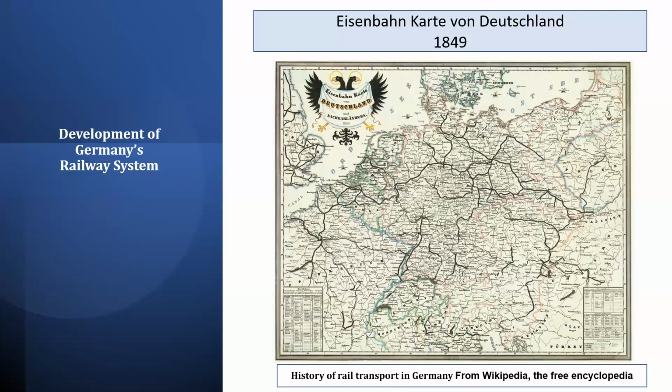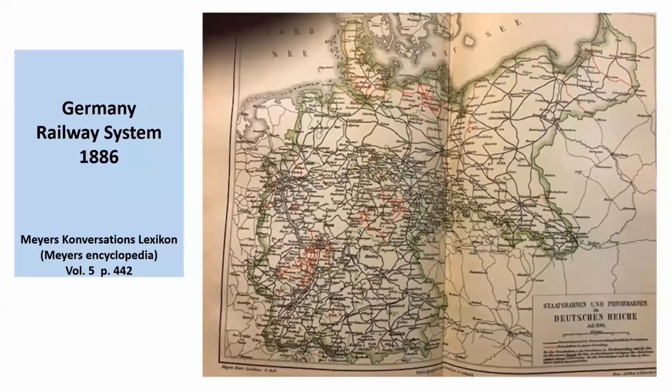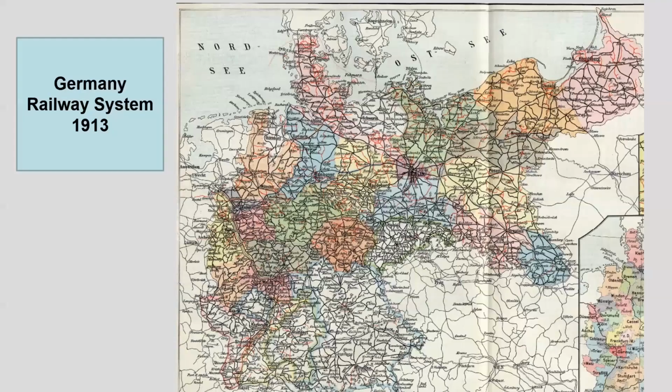Development of Germany's railway system. The black lines on this map of Germany show the railway system in 1849. This map of the German Empire shows Germany's railway system by 1886. By 1913, Germany's railway system was extensive.